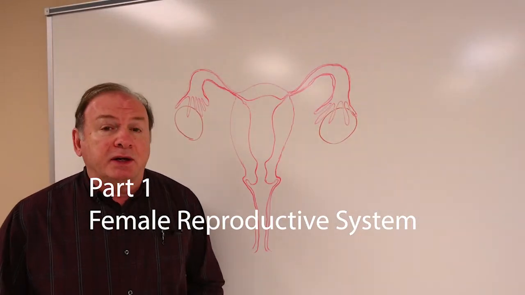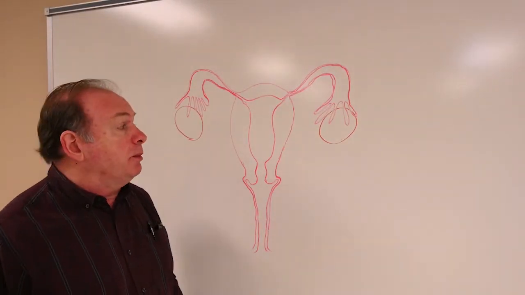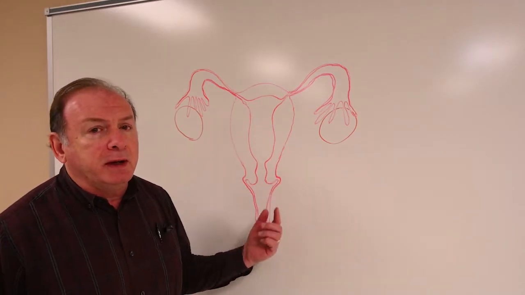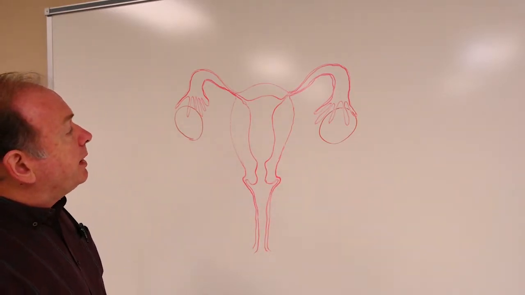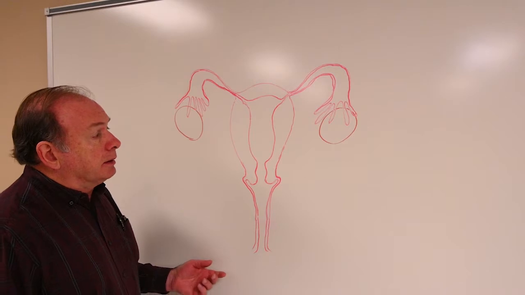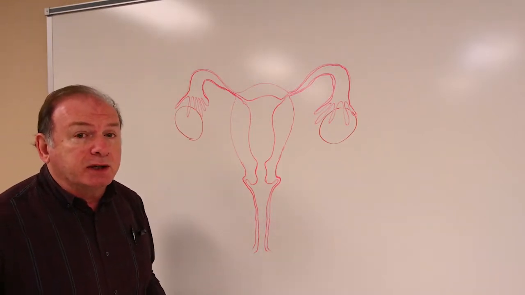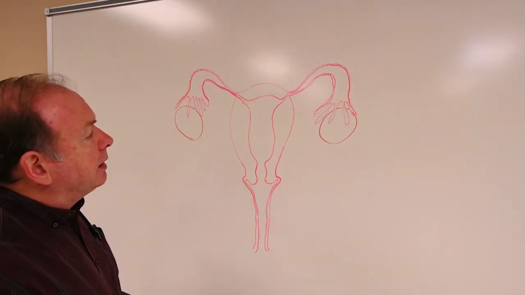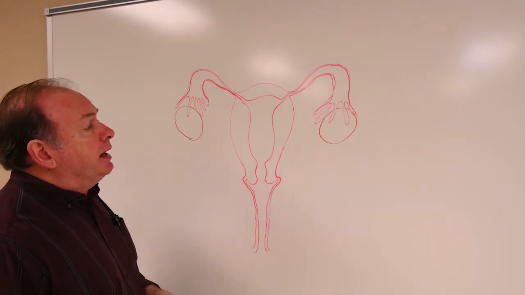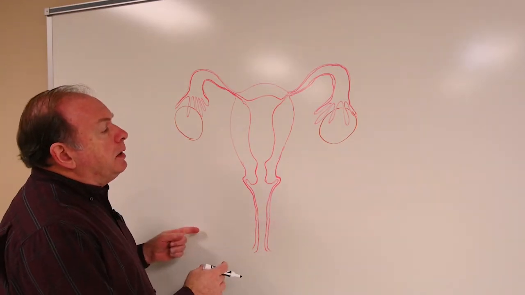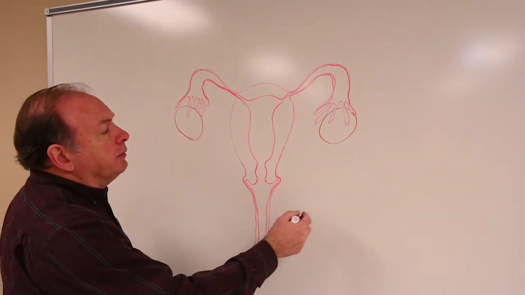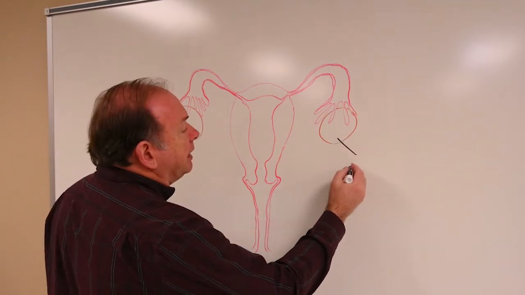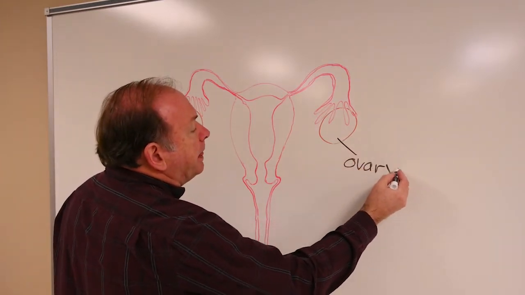We're going to begin our section on the female reproductive system by looking at a general drawing of the internal structures of the female reproductive system. There's a picture like this in your textbook and most textbooks, and online, of course. You can find similar diagrams. Beginning always with the ovaries. So here's an ovary on this side, an ovary on this side.